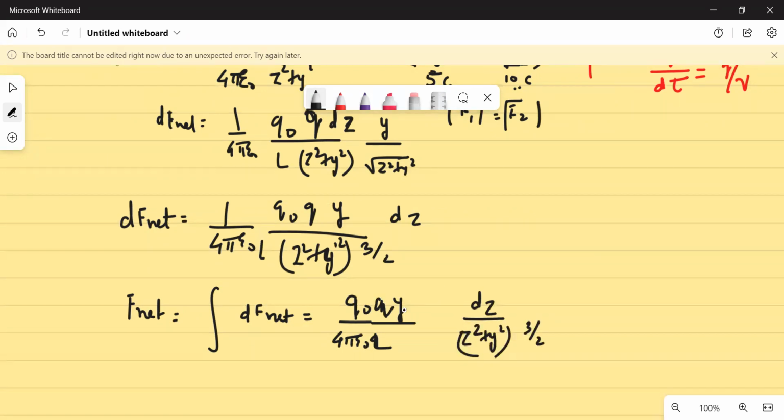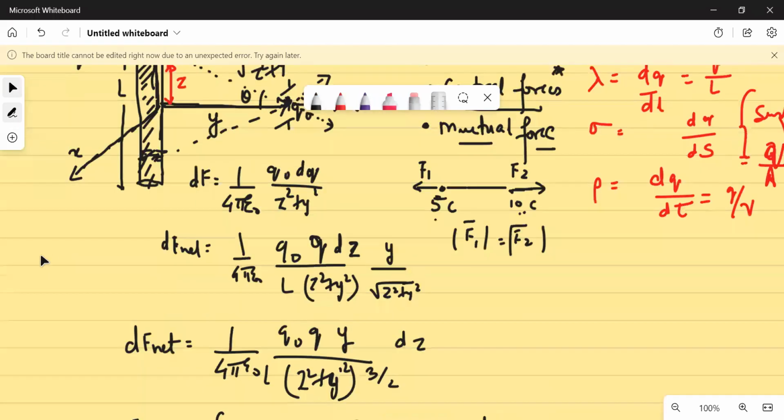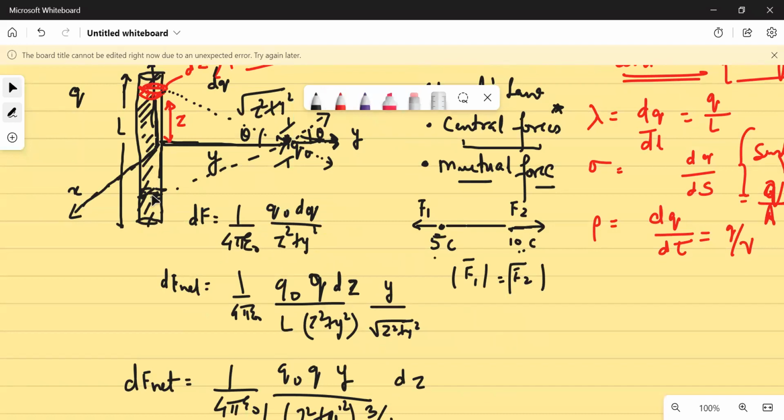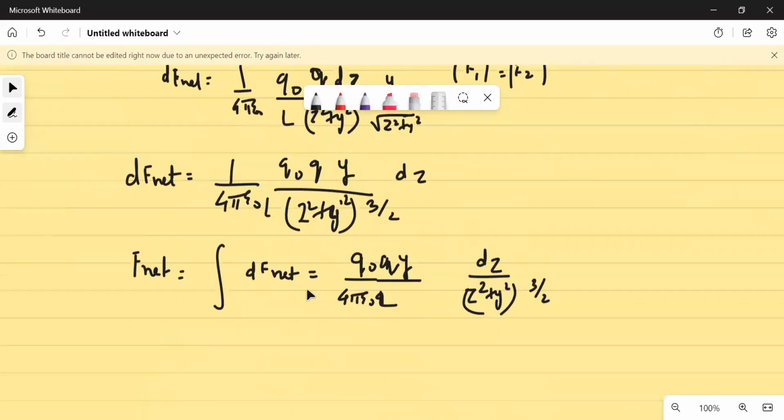And if this particular rod is of length L, then from where to where am I integrating? I'm integrating from below to above. So if this is my origin, then this will be minus L by 2 and this will be plus L by 2. Is that clear? Because I have kept my origin here. So I integrate from minus L by 2 to plus L by 2. I don't think there is a mistake.